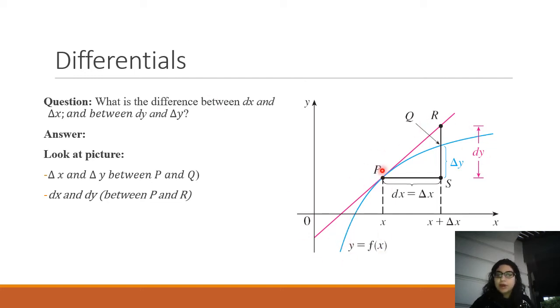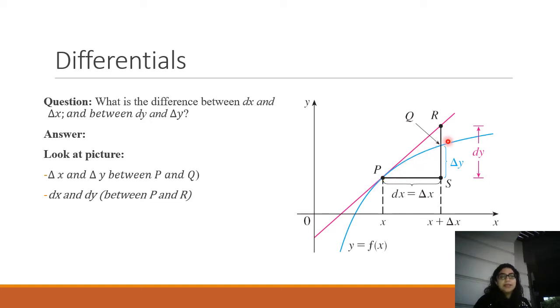This graph has my curve, whatever my function is, a polynomial function, and this function has the point P and the point Q. And I have the tangent line drawn at point P. Here it is. And I have another point R, which has the same x value as point Q on the curve, and point S, which is horizontal with P. So delta x and delta y is between P and Q, the 2 points on the function.